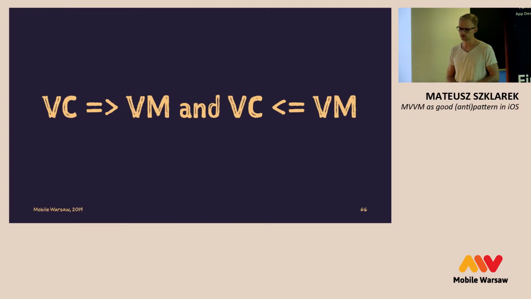Another thing is that in MVVM we try to delegate everything from the controller to the view model, and then we get back to the view model from the view controller. I repeat that it's definitely an unnecessary layer.